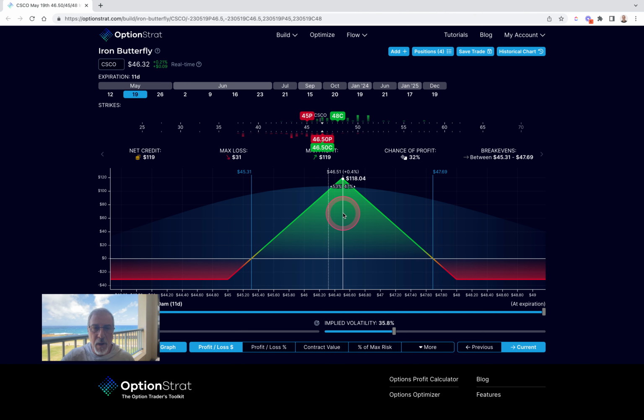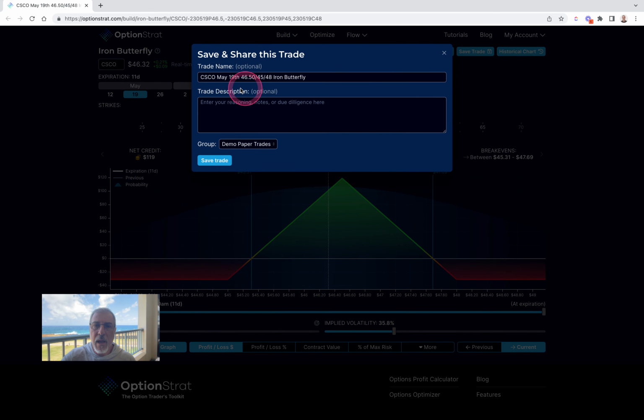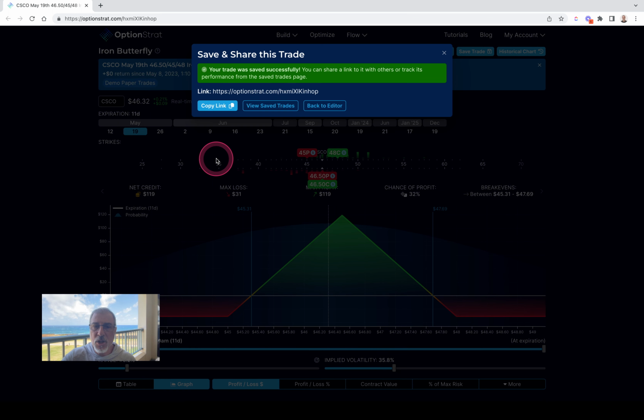So we're going to do this butterfly where we have a net credit of 119. That's going to be our max potential gain. Our max potential risk here is $31. So I'm going to go ahead and save that trade. And this is going to be an iron butterfly. So we're going to save that. And again, I'll share these links down below as well so that people can load these in on your own platform.